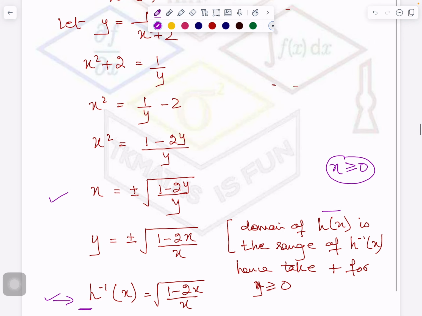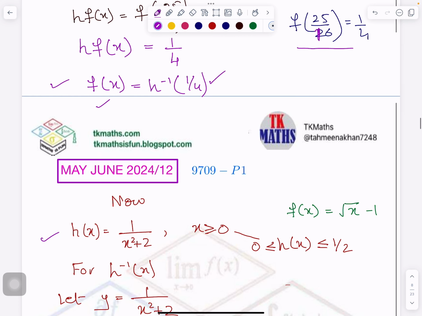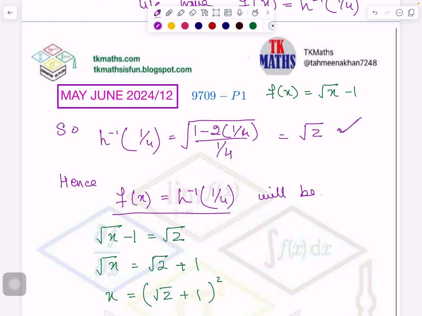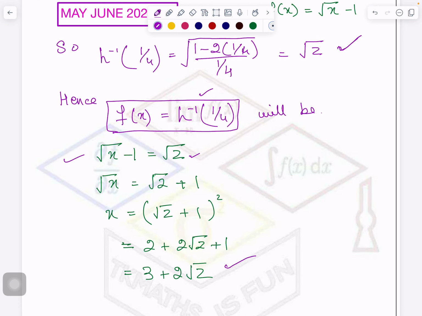Now once I have found h inverse x, going back here, now I will substitute 1 over 4 in it. So in the inverse function of h, I will substitute 1 over 4. Here I have substituted and I got root 2. So this was the equation, right? This is what we have found there. So now on the right hand side I will write root 2, and on the left hand side f of x, I'm writing the function. You can see here, and I'm solving it, and I got this answer. So this is how I will solve that equation.